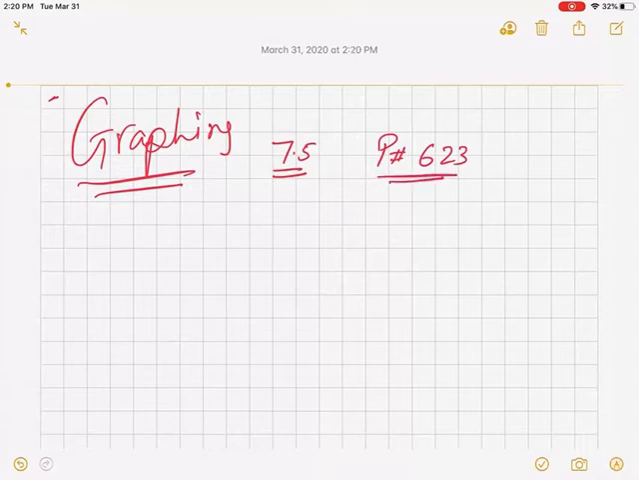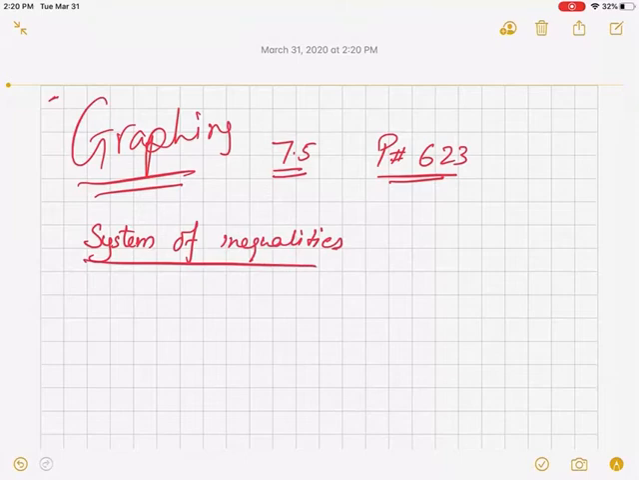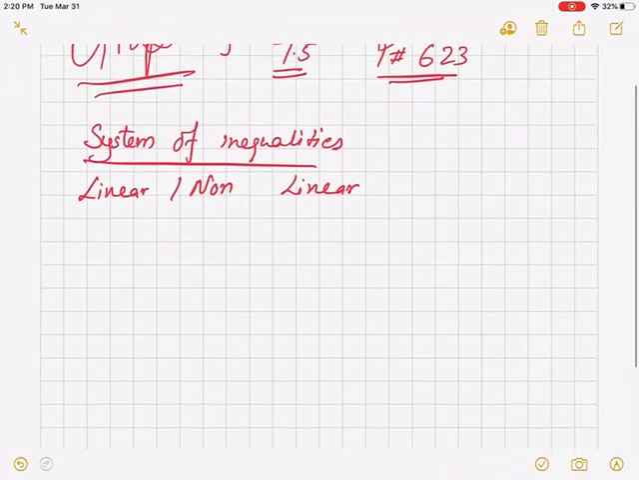Before we learned about solving systems of equations, but now we have systems of inequalities. Again, just like last time I told you, it's not just linear inequalities or equations. You get to see non-linear inequalities too. So you'll see linear and non-linear both.